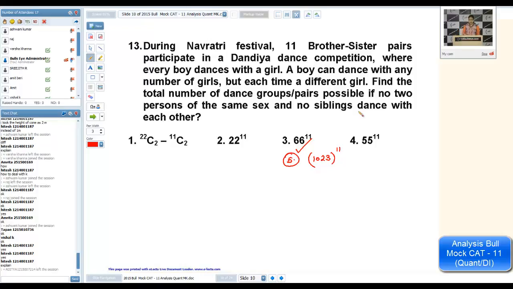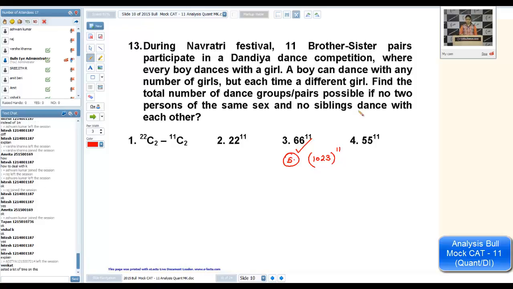Okay, Hitesh. During Navratri festival, 11 brother-sister pairs participate in a dandiya dance competition where every boy dances with a girl. A boy can dance with any number of girls, but each time a different girl. Find the total number of dance group pairs possible if no two persons of same sex and no siblings dance with each other. So I'm talking about a particular boy. The boy cannot dance with his sister. Since there were 11 girls and one girl is out, we are left with only 10 girls.